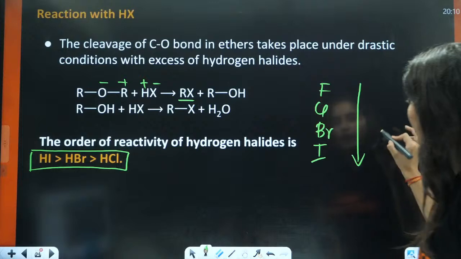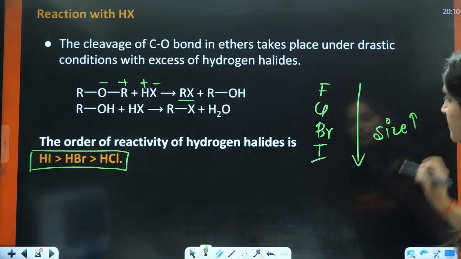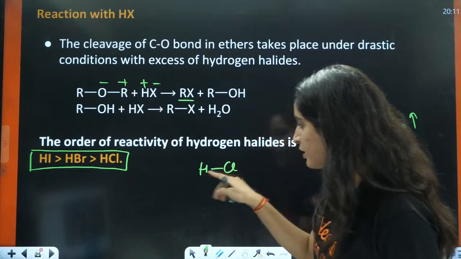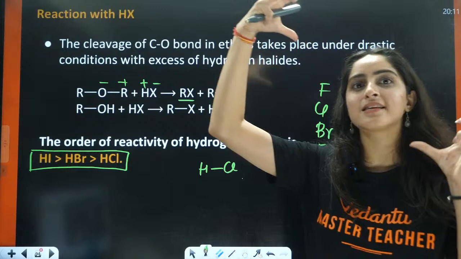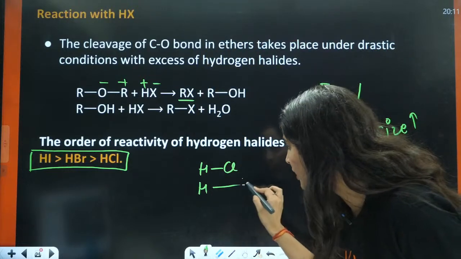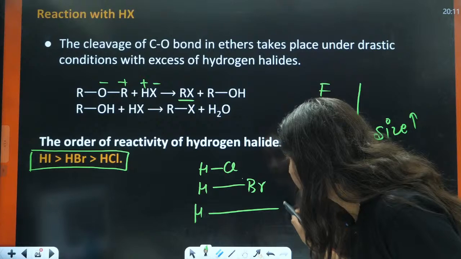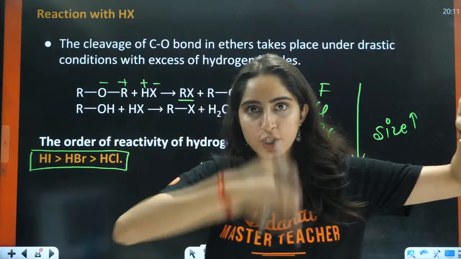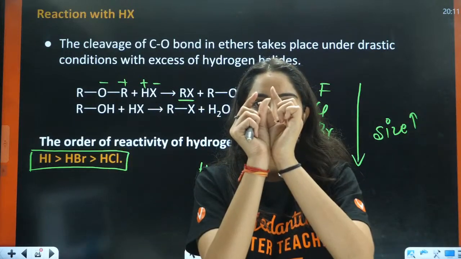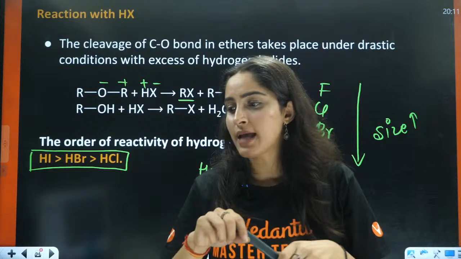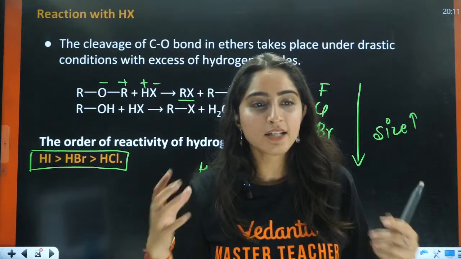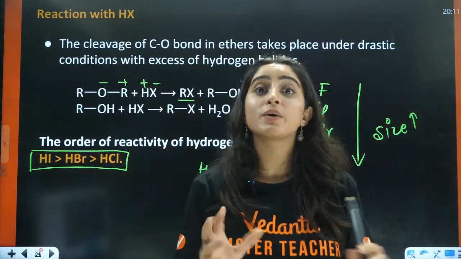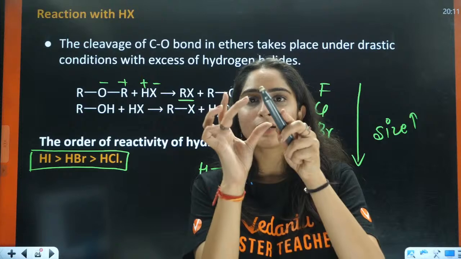So down the group, we know that size increases, right? Size is increasing. That is why HCl will have this kind of bond. Then size is increasing down the group, right? That is why the bond length is also increasing. The bond length is also increasing. Hence, it is easy. If something is very large, it is easy to break that. But if something is very small, it is difficult to break the bond. For example, it is very easy to break a long stick which is having very little thickness, but it is very difficult to break a very, very small thing like this, right?